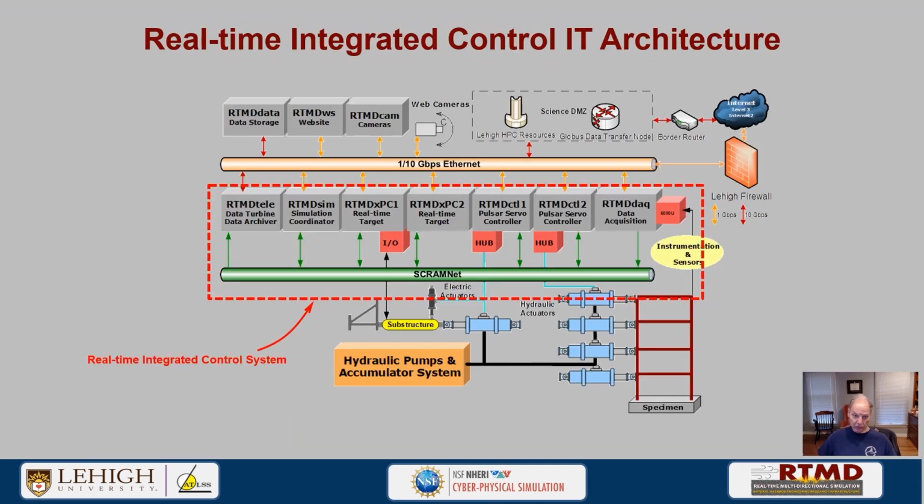Now, let's talk about a real-time integrated architecture, actually the control IT architecture. Shown here is that architecture. We have various workstations. This includes the data turbine. We have a simulation core I mentioned before. We have an xPC. This can be very important. It's a real-time operating system. There's 2 of them shown here, but we only really need to use 1. We have some digital controllers to move the actuators. In this case, we're just going to need 1. We have an acquisition system. This is all connected by SCRAMNet. This is shared memory.